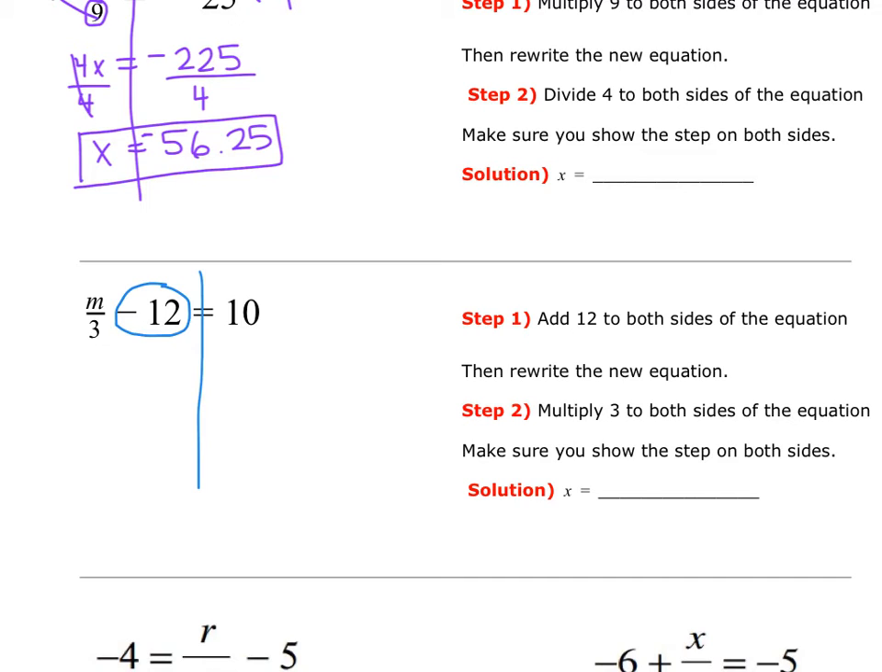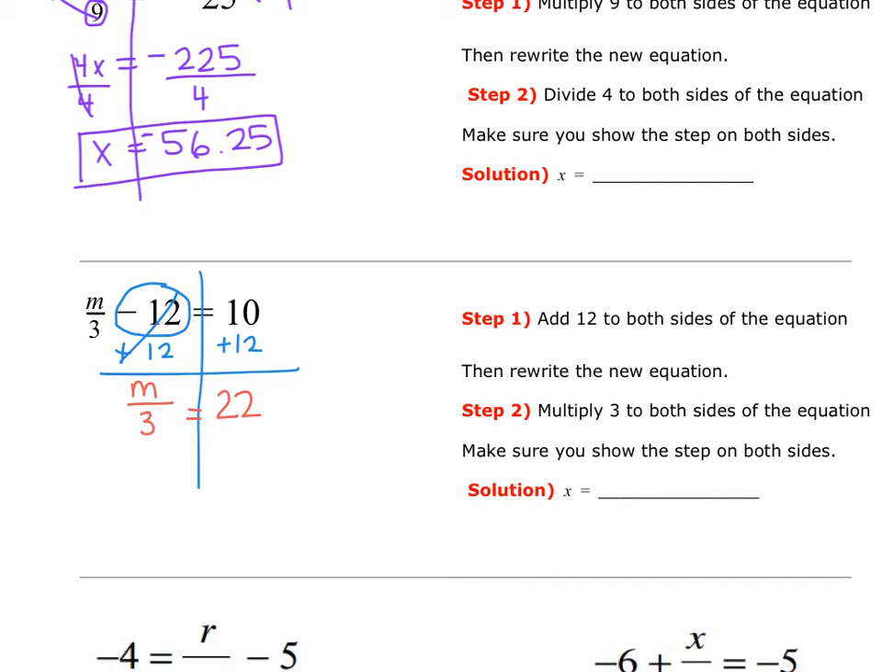Remember, the operation right in front of the number is also its sign. So even though that says subtract 12, it's also like a -12. So opposite of that, inverse would be +12, +12. Cancel those off. What is still on the left side is m divided by 3. Work that out, that would be 22.